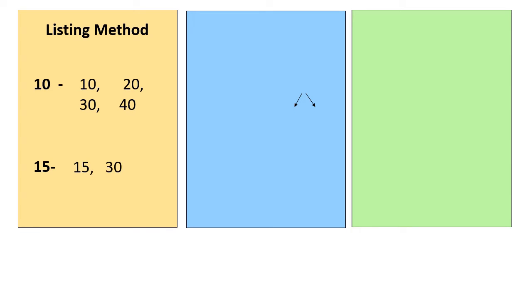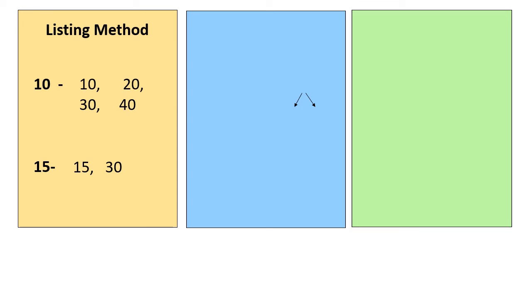So, using listing method, the multiples of 10 are 10, 20, 30, 40. How about 15? So, we have 15, 30. So, anong number meron sa 10 at saka sa 15? So, we have 30. So, that will be our LCM now in 10 and 15.